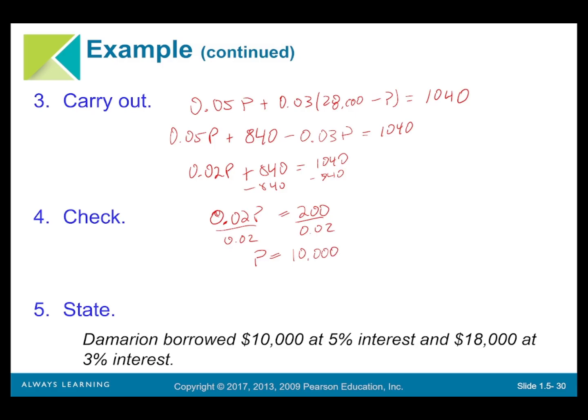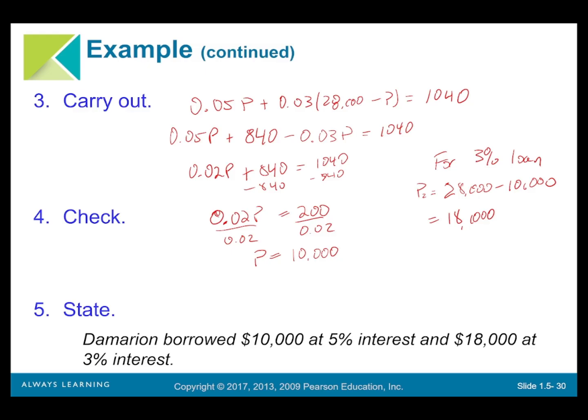All right, so 10,000. That's our principal amount for the loan that's at the interest rate of 5%, which means for the 3% loan, the principal amount is 28,000 minus 10,000, which is 18,000.